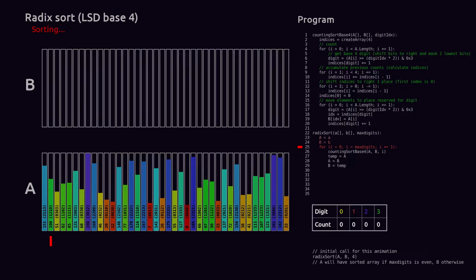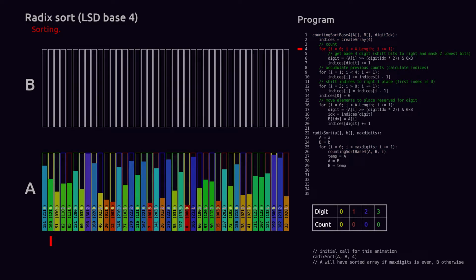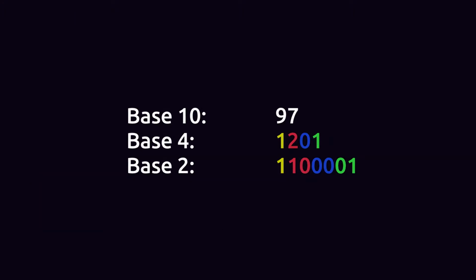In the outer function, we loop over all the digits. Now we run counting sort on the highlighted digit. First, we count how many of each digit there is. But how do we find the digits in base 4?